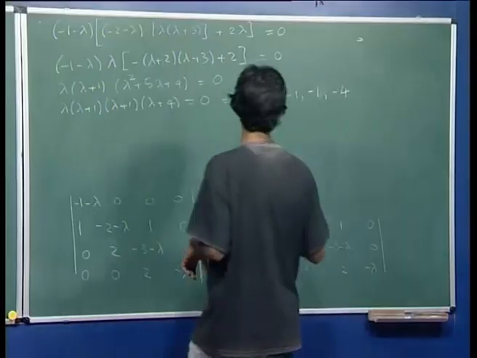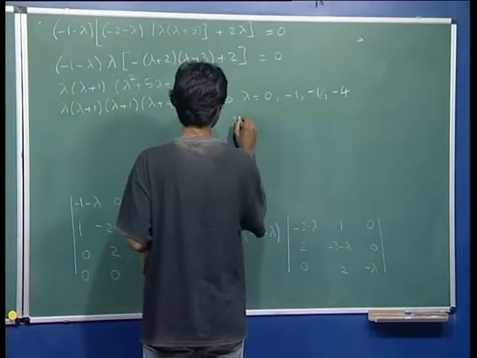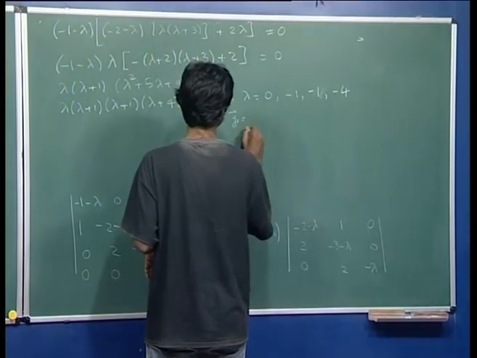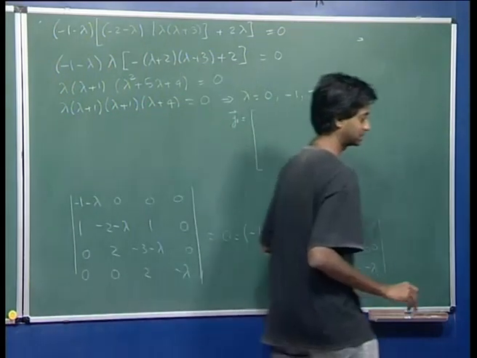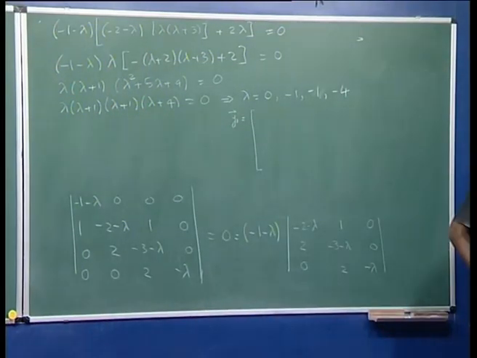I'll just go ahead and give you the 4 eigenvectors. For lambda equal to 0, the eigenvector y0 is given by 0 0 0 1.